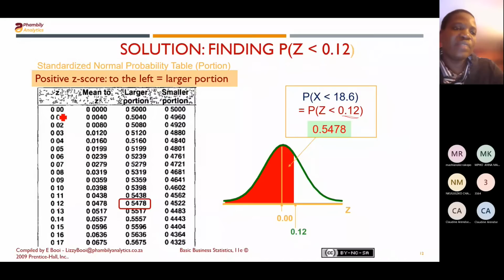As you can see, all the values are in 2 decimals. You always need to remember to leave your answer in 2 decimals. So 0.12, and then we go to the larger portion, and where they both meet, that will be your probability. So the probability of X less than 18.6 is 0.5478. And if we need to put it into a percentage, we multiply that answer by 100 and it will be 54.78%. But that's how you find the probability of a less than.